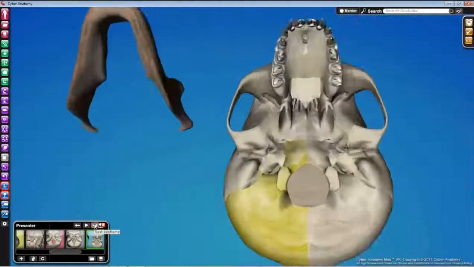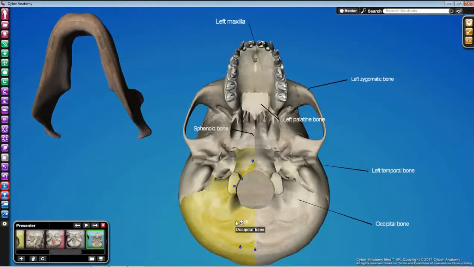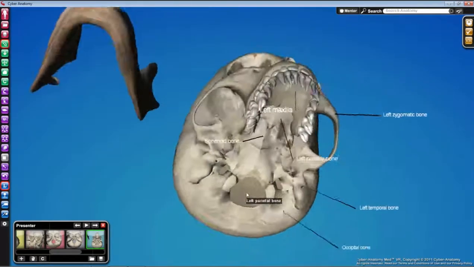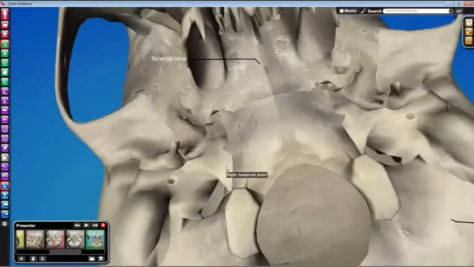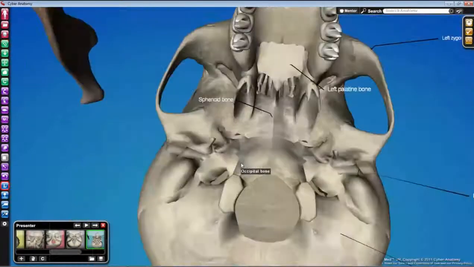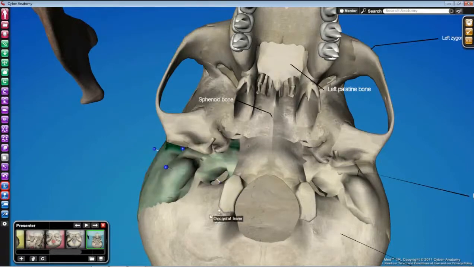Okay, so from an inferior view, let me turn that off. We've got a lot of the same bones we've seen before: occipital bone, temporal bone, lots of little anatomy in here, lots of small foramina, little structures here and there. If we turn some pins on, there's quite a few little structures in this area that you need to identify.